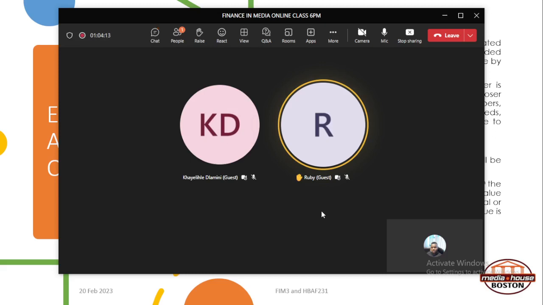So I see Rubish is asking if 0 is an irrational number. So 0 is not an irrational number. It's a rational number because it is a whole number. So we refer to it as a rational number or a whole number.